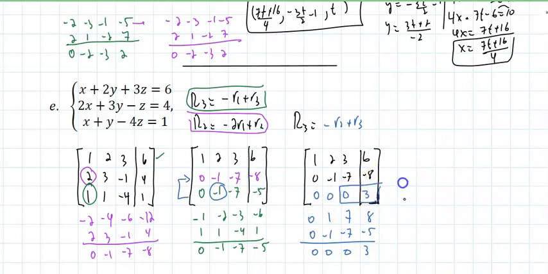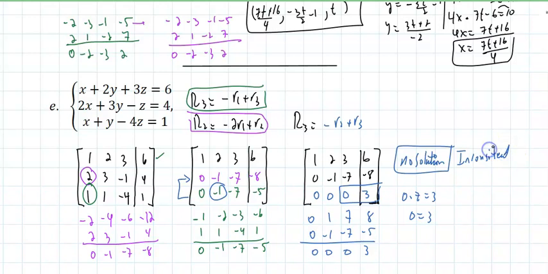This last statement says 0 times z equals 3. That means 0 equals 3, but that's impossible. This has no solution. And those are the inconsistent systems. So, okay, inconsistent. Yeah, that works.